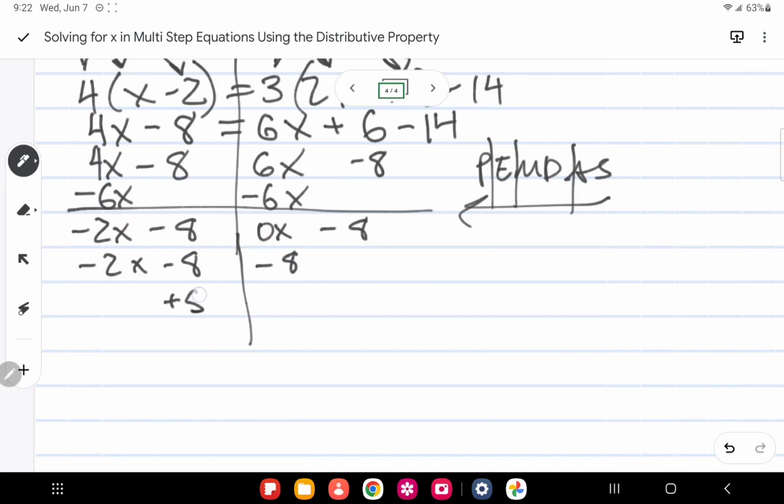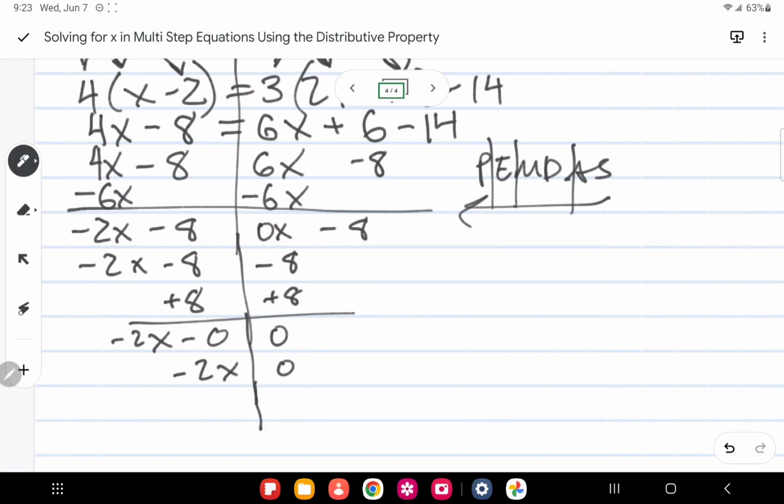So we will add 8 to the left side and also the right side. So negative 8 plus 8, that is 0. Negative 8 plus 8, that's also 0. And whatever we have left is negative 2x minus 0. Now the 0 just disappears on the left side. The right side is just 0, so we'll just rewrite that as 0. And on the left side, we have negative 2x.